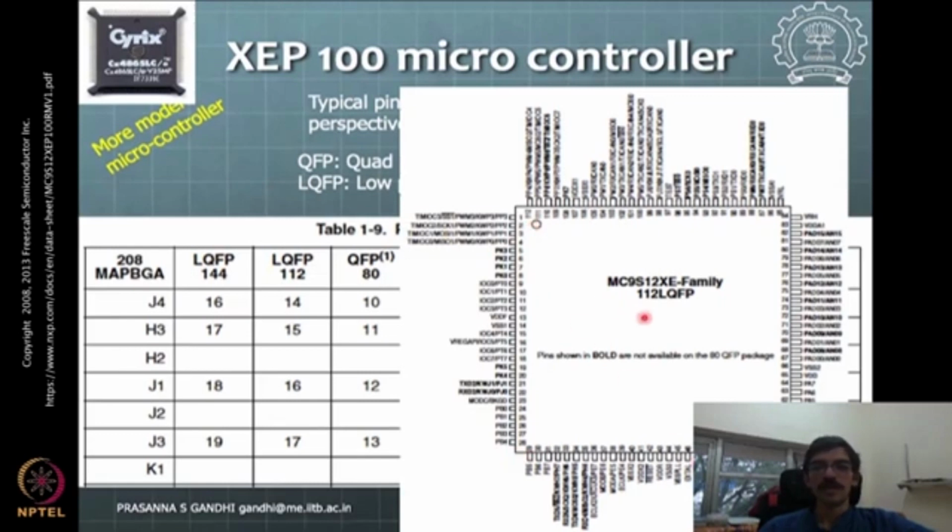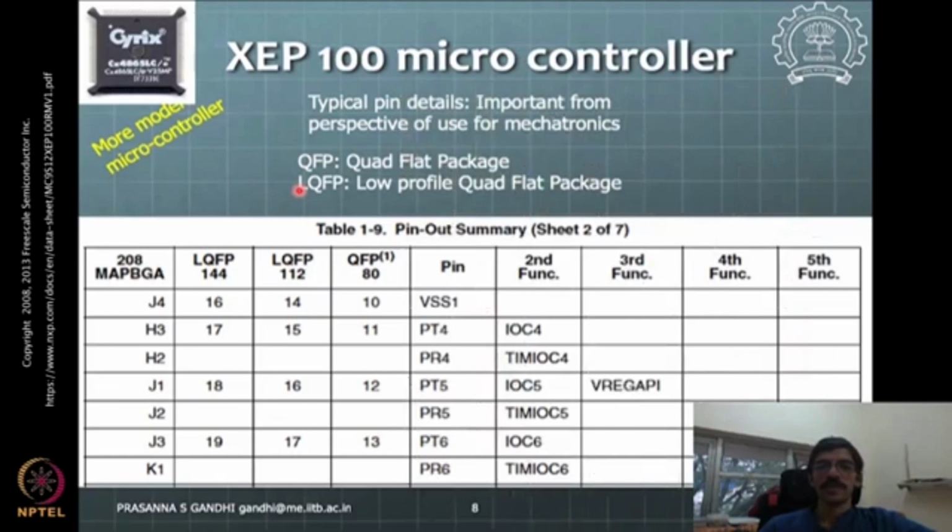So this is 112 LQFP. So 112 pins are there, from these numbers from here to here. We'll have 112 pins given by this kind of package. Some packages may be missing some pinouts, so you need to see what your intention is for programming, and then you can select the appropriate package for the microcontroller.